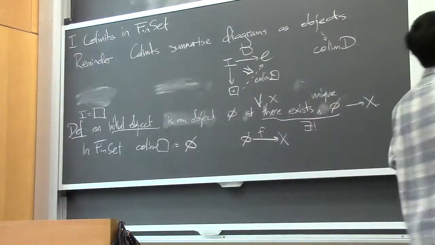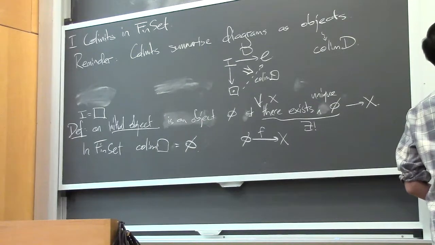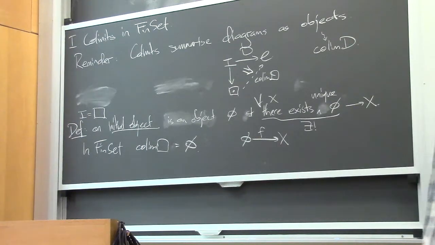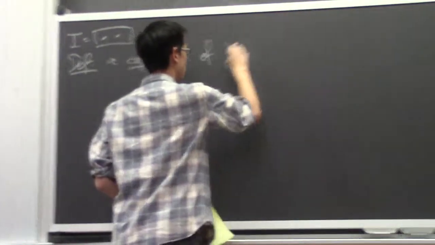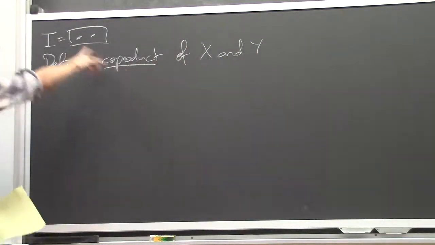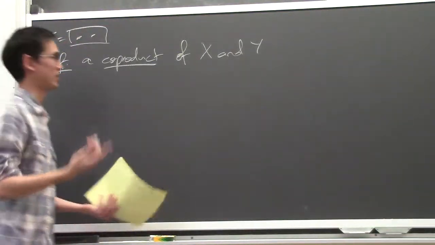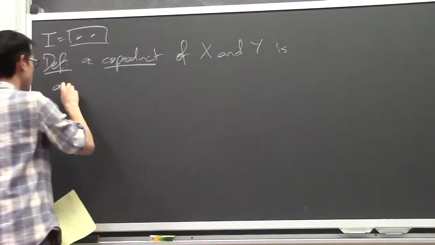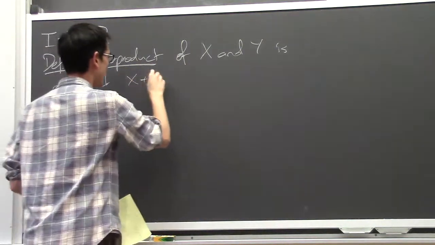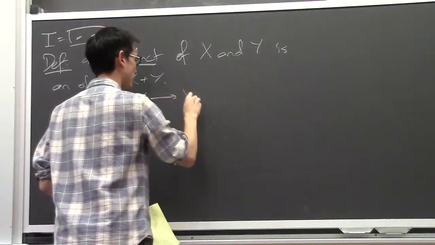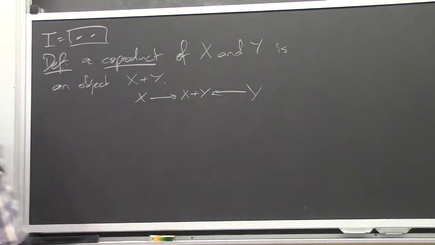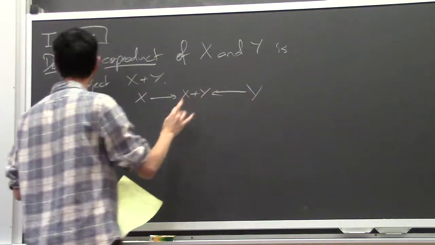Okay, so another example to take is I equals the discrete two-element category, and call this coproducts. So the coproduct of two objects, x and y. How this relates to this diagram is that the functor from this to a category is just two objects in that category. An object x plus y equipped with maps from x and from y. If you unpack that, that's the natural transformation running to the colimit. But then we have this universality property.